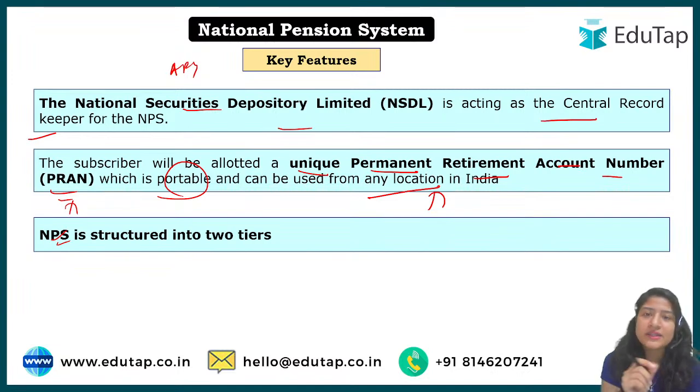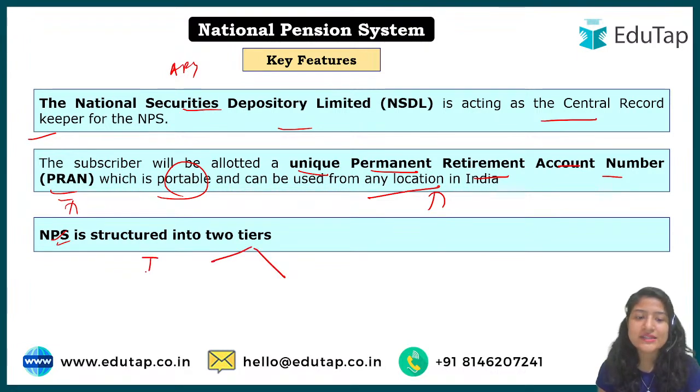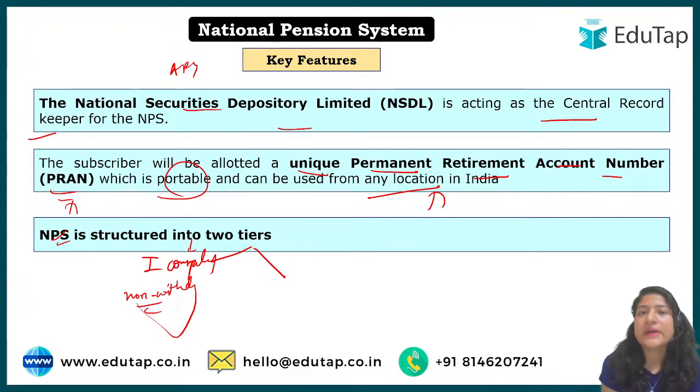Another thing is that some tiers have been made under NPS. What does it mean? There are 2 tiers. The first one is compulsory. The first tier is compulsory and non-withdrawable. What does it mean? If you are a government employee, you have to do it, and you cannot withdraw money beforehand. Whatever the criteria, we'll look at premature withdrawal or exit, but you cannot just withdraw anything or everything from this account, and this is compulsory.